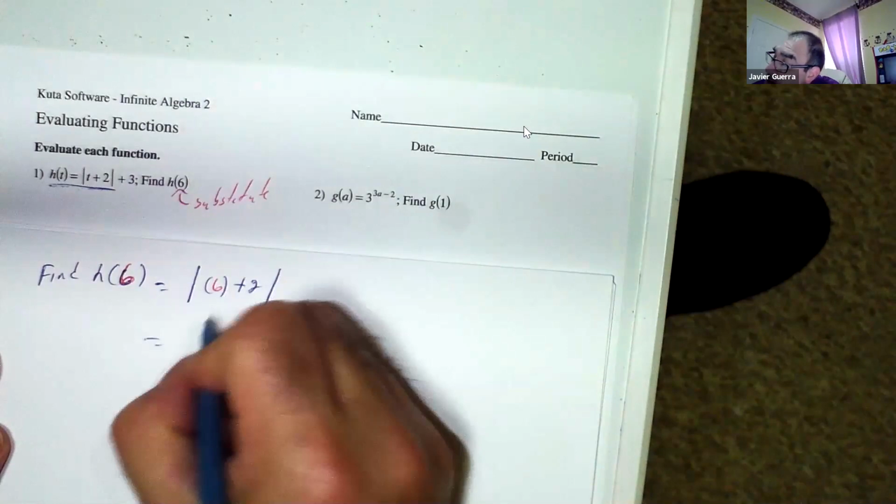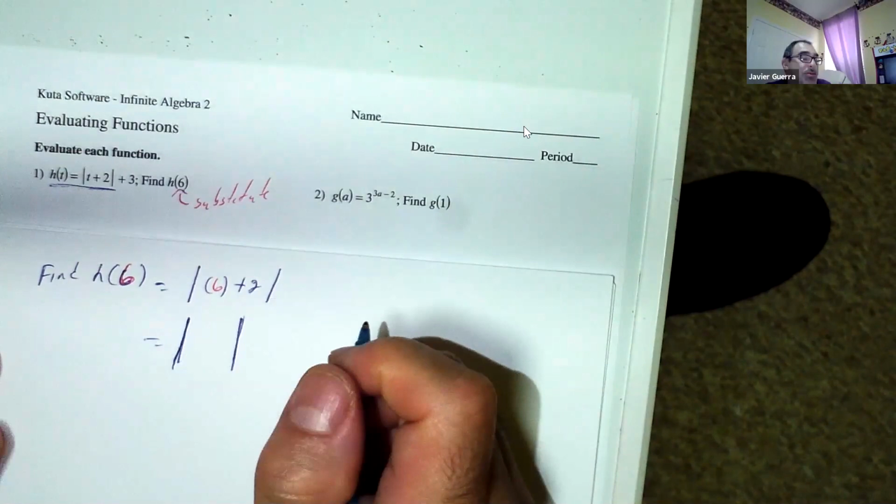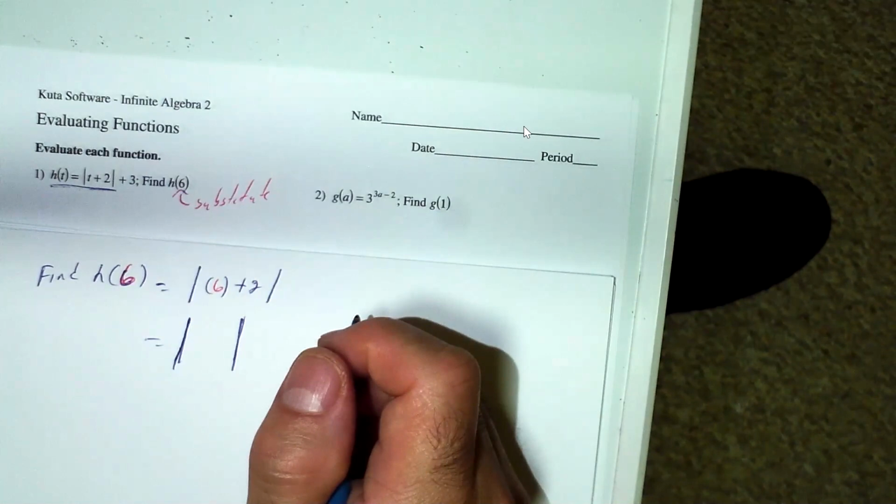So you guys know what these are, right? Absolute value. What do absolute values do, sir? You just take basically the positive of it? Yes.